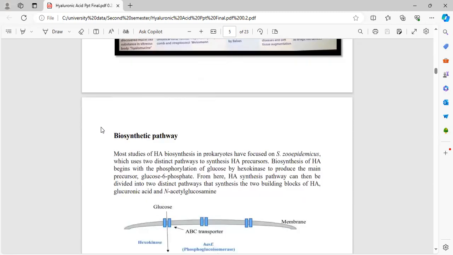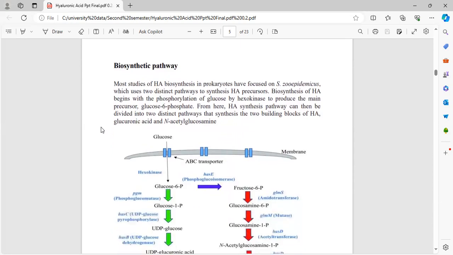Biosynthetic pathway. Most studies of hyaluronic acid biosynthesis in prokaryotes have focused on Streptococcus zooepidemicus, which uses two distinct pathways to synthesize hyaluronic acid precursors. Biosynthesis of hyaluronic acid begins with the phosphorylation of glucose by hexokinase to produce the main precursor, glucose 6-phosphate. From here, the synthesis pathway divides into two synthetic pathways that synthesize the two building blocks of hyaluronic acid, glucuronic acid and N-acetylglucosamine.